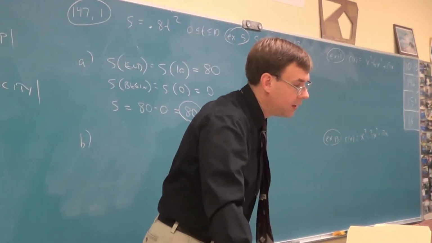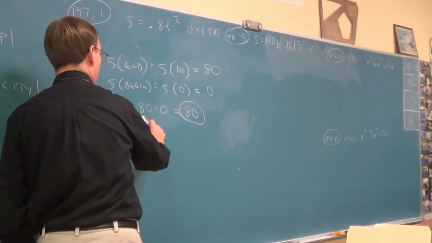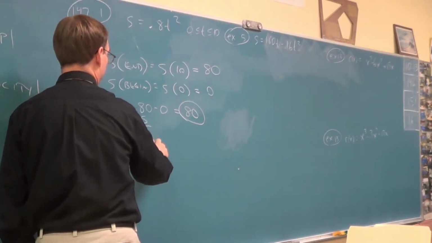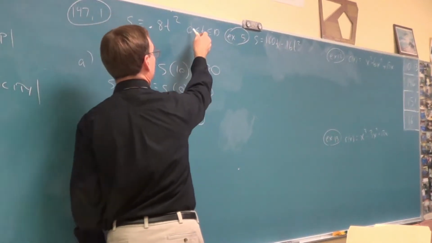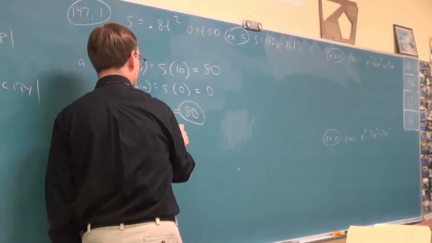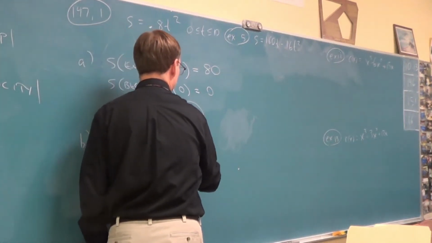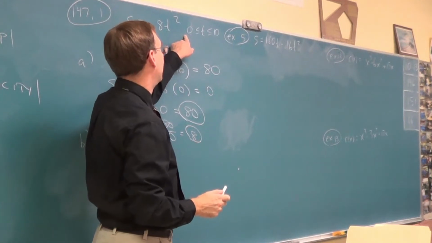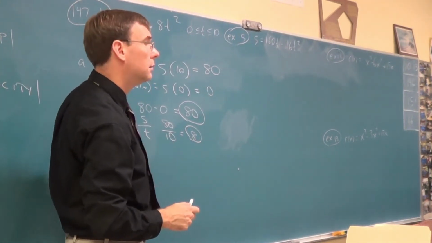Then they want us to find the average velocity. Average velocity is distance divided by time. How much time did this story last? 10 seconds. From 0 to 10 is 10 seconds. So we take the 80 we just got, divide by 10, and that's 8. What if this went from 1 to 10? Then we would have just divided by 9.